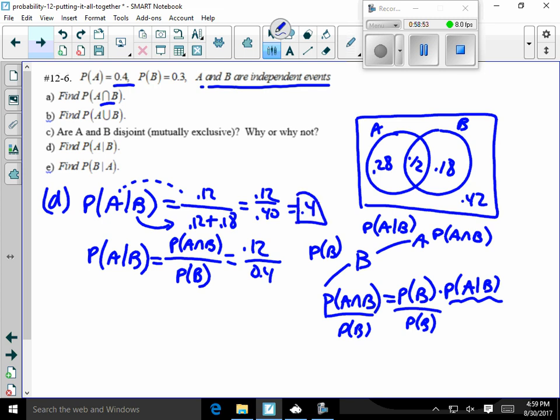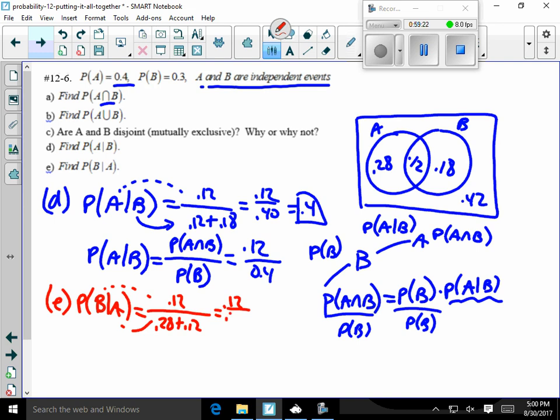Okay? If I wanted to do the same thing with the other conditional probability for part E, it's asking us for the probability of B given A. If I wanted to do that with a Venn diagram, I could say, let's first find the probability in A, which is 0.28 plus 0.12, and then I'll take the portion of that that's in B, which is the overlap. So it's going to be 0.12 divided by 0.3, right?